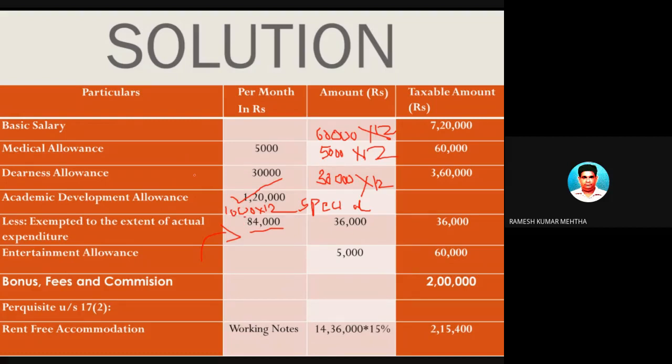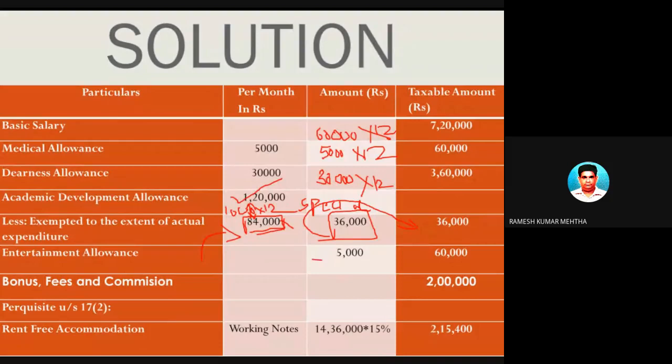So among them, whichever is lowest is exempted from tax. As I told in the last few classes, whichever is lower is exempted from tax. So this 84,000 rupees is exempted from tax, and the difference between 1,20,000 and 84,000, which is 36,000, is taxable. We have already discussed this in the previous classes. You can visit my YouTube channel and get an idea about research allowances. We have done a numerical problem also. So 36,000 is fully taxable.